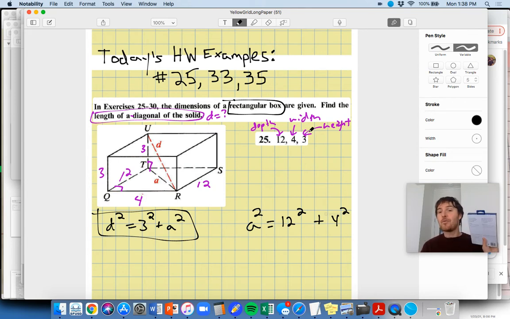Based on these dimensions, 12, 4, and 3, we can deduce, right? If we're going 4 this way, 12 this way, and a height of 3, then we can deduce, right? The height doesn't matter at all. We can use 12 and 4 to get us the diagonal of the base here, which is A here. So let's go ahead and do it, shall we?